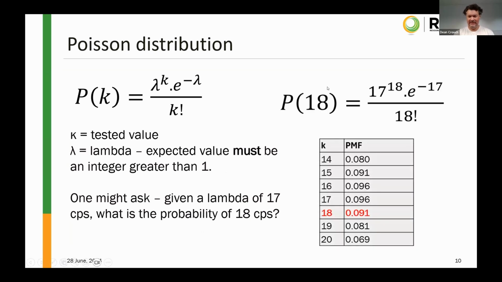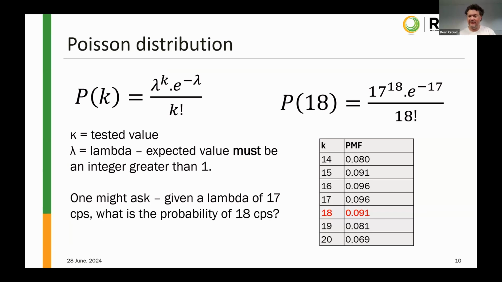This is one of the things that I've not found a good reference for when mentoring somebody. So let's chuck 18 in. 17 to the power of 18 is a horrifically large number. E to the power of minus 17 is a horrifically small number. And 18 factorial is going to be, again, a really, really big number.